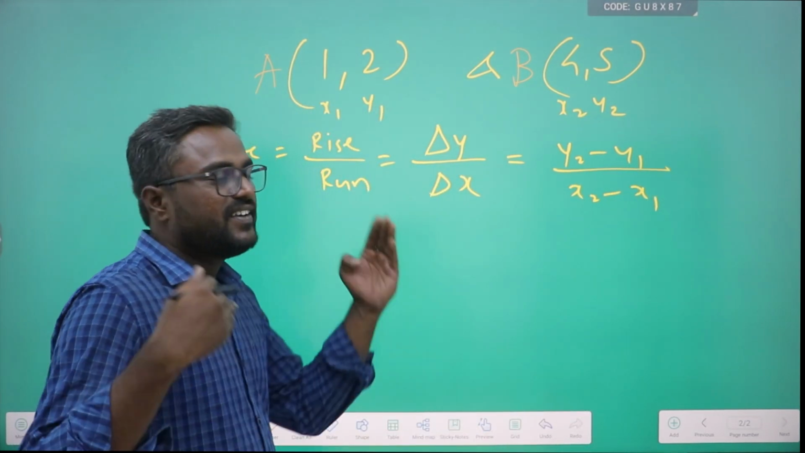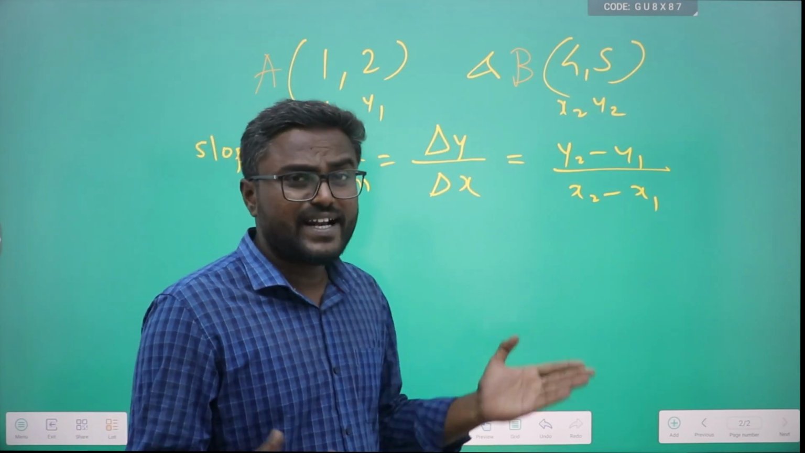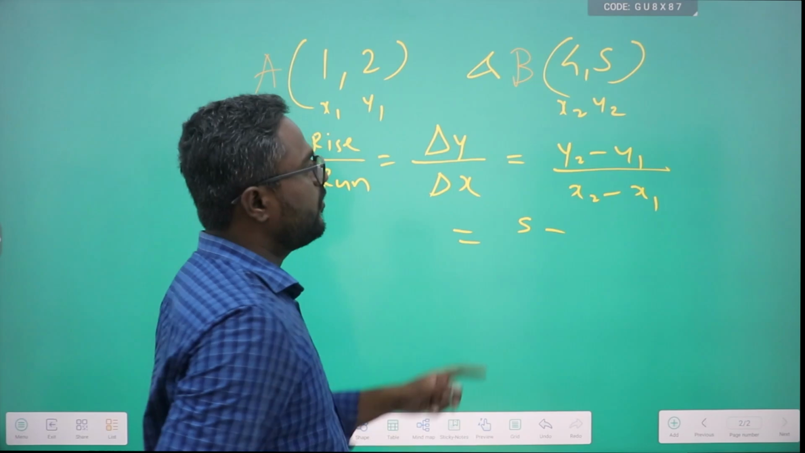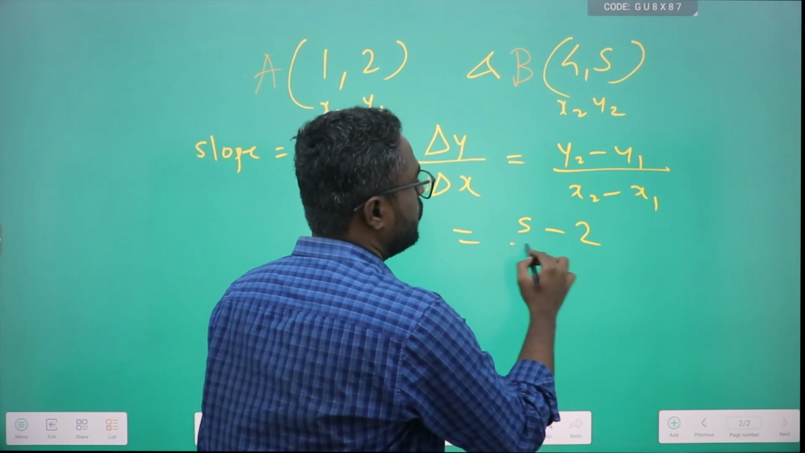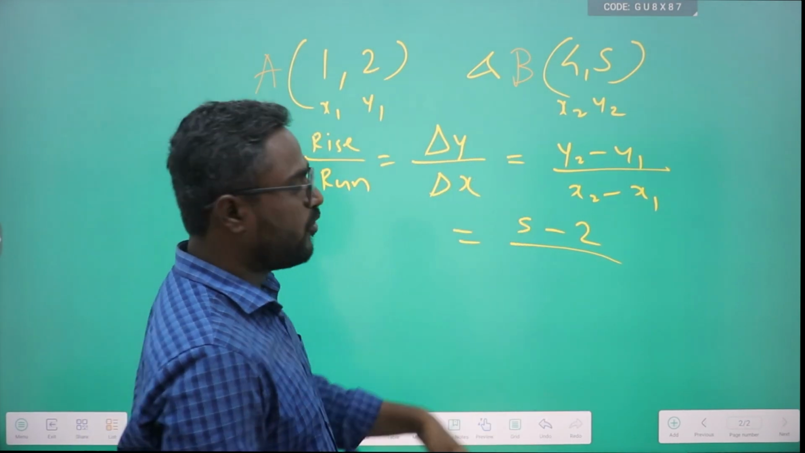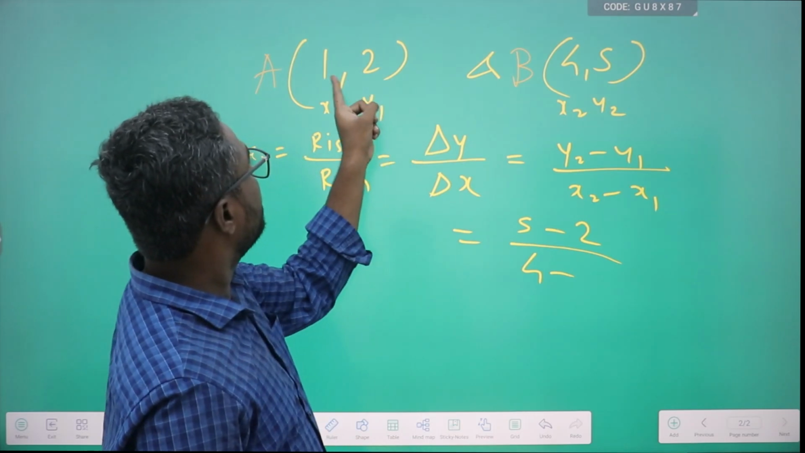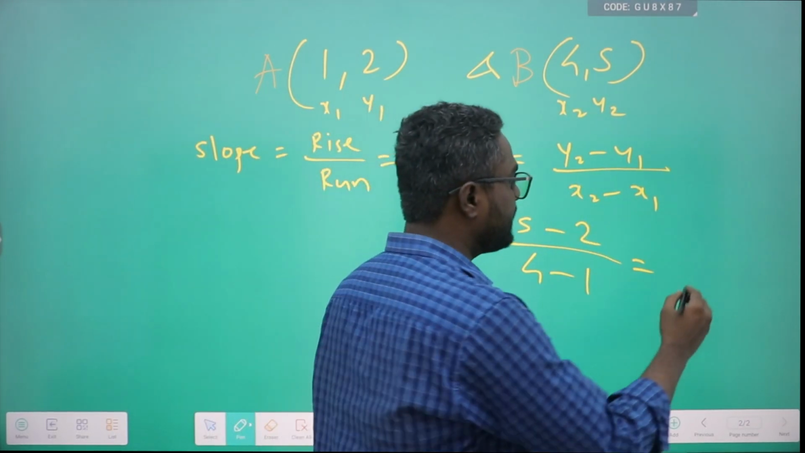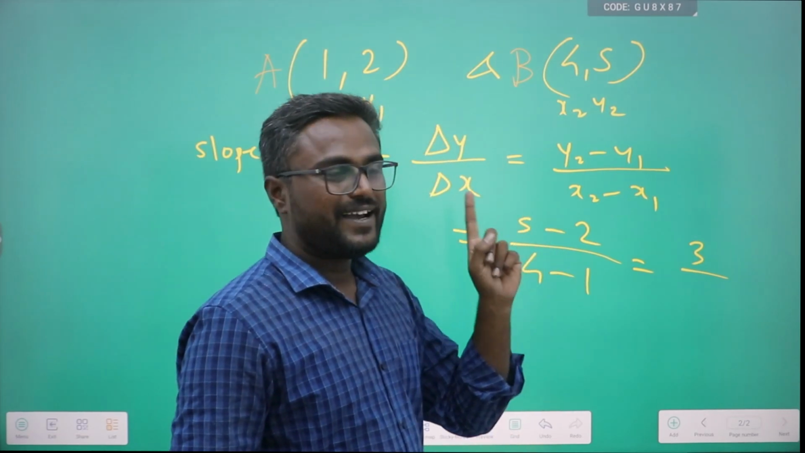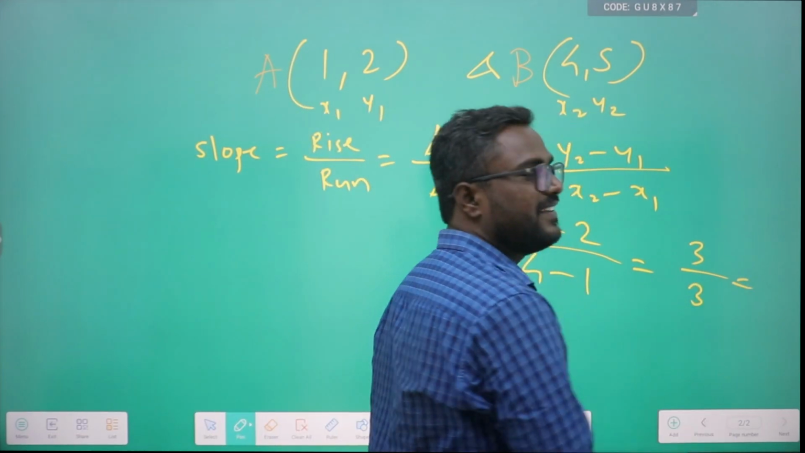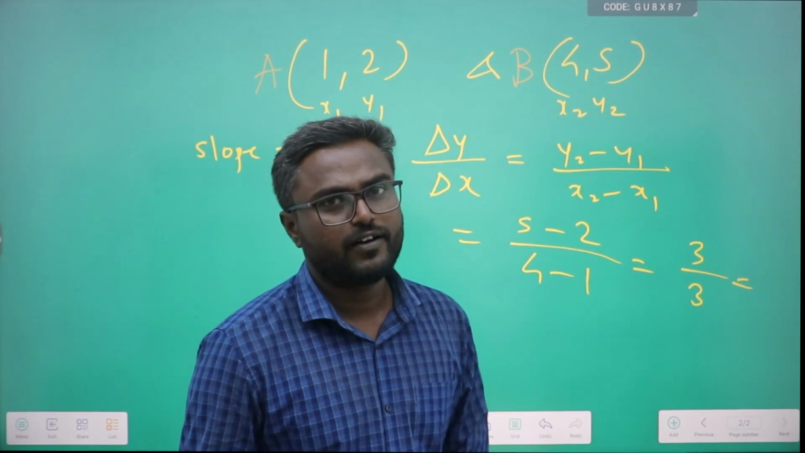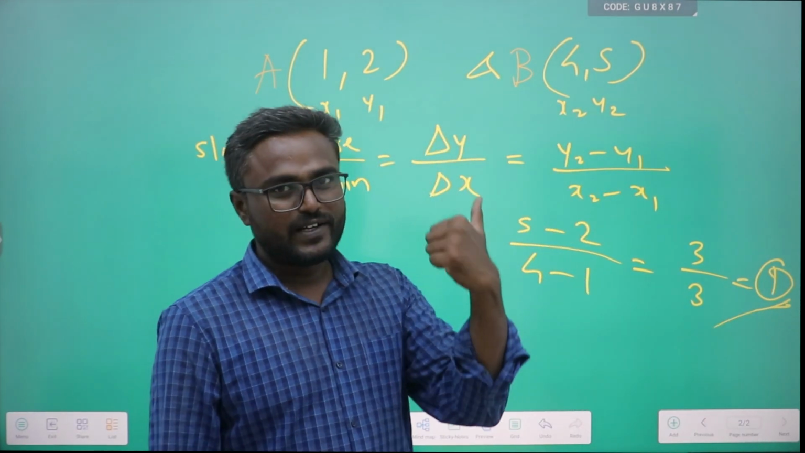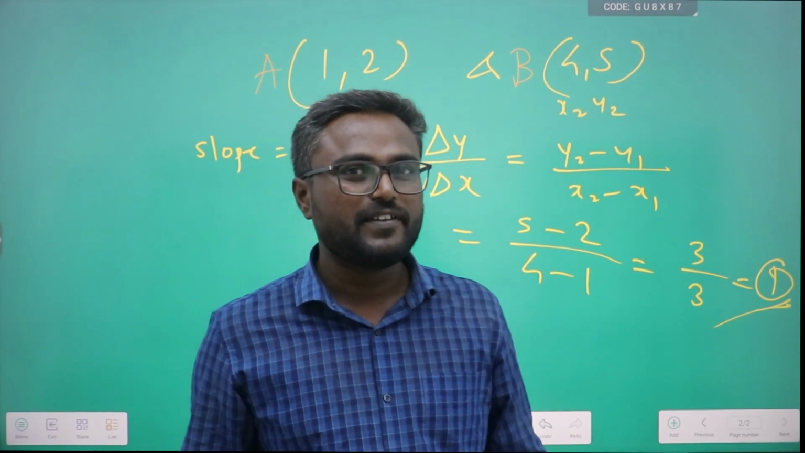So let us just substitute the values and get our answer. So what do we have? y2 is 5, y1 is 2, x2 is 4, x1 is nothing but 1. So what do I get? 5 minus 2 is 3. 4 minus 1 is 3. 3 divided by 3 is 1. So, I hope you understood this formula in an easy peasy lemon squeezy way.